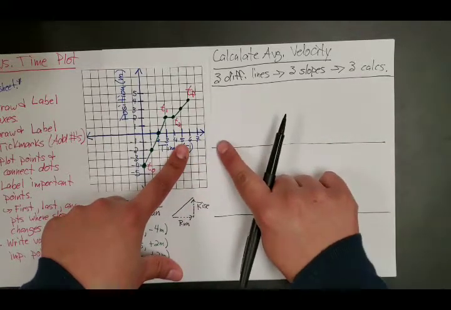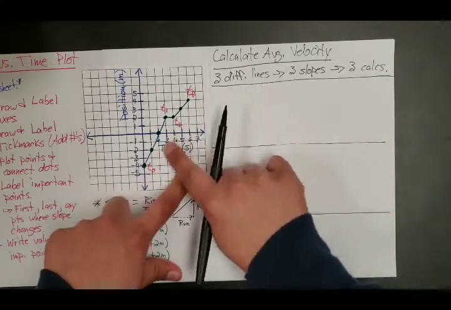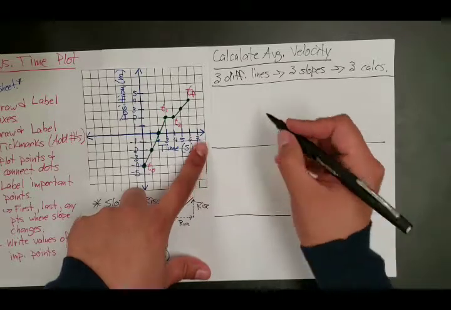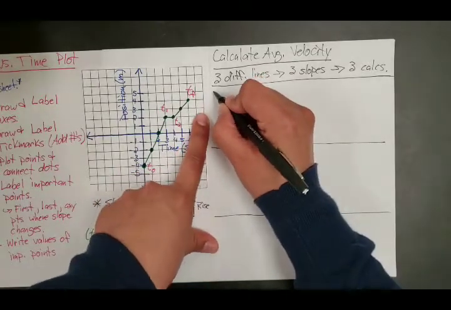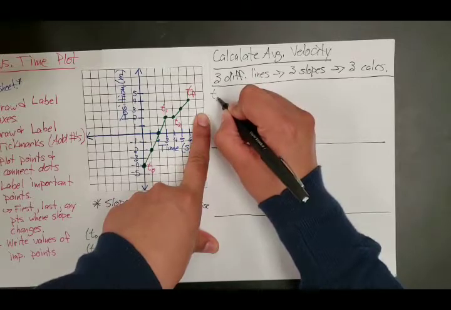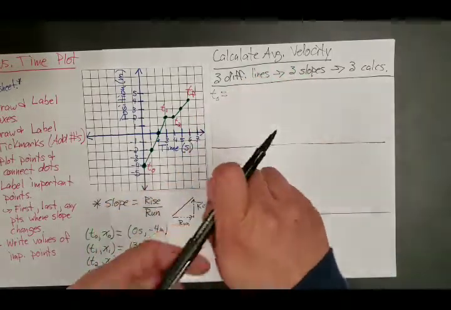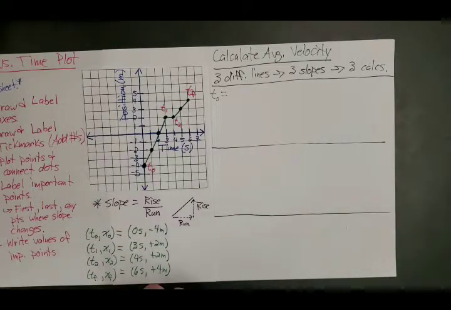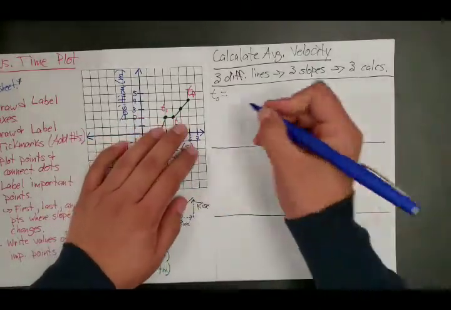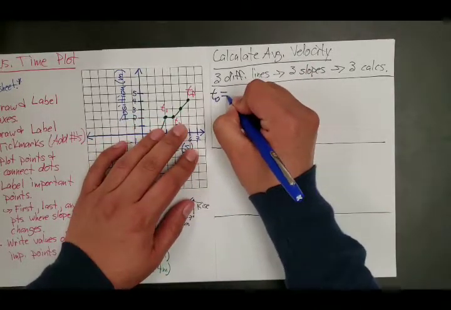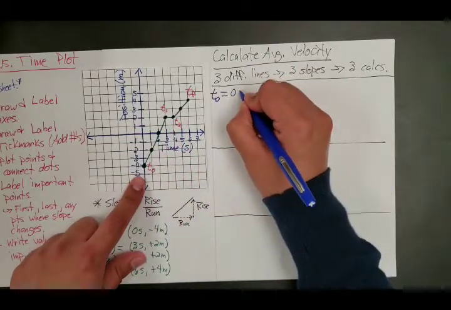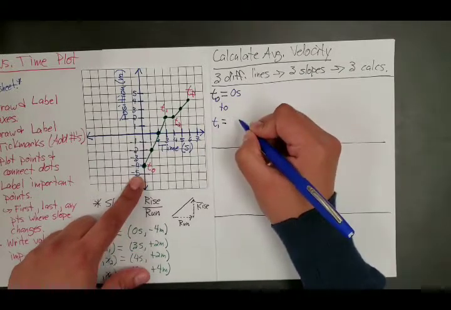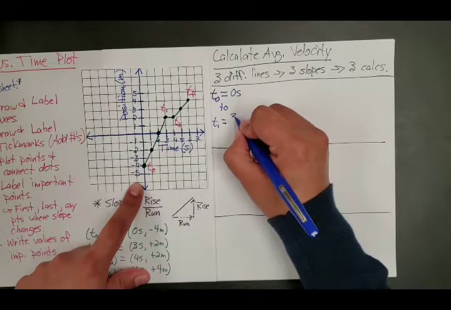So once you've figured out how many different lines you have to calculate average velocity for, the first thing that you want to do is go ahead and write down the times for that. So the first time range is going to be from T0. Let me switch to a different marker because this one is not working out. I'm going to go ahead and switch back to my blue marker. So T0 is equal to 0 seconds. So from T0 equals 0 seconds to T1 equal to 3 seconds.